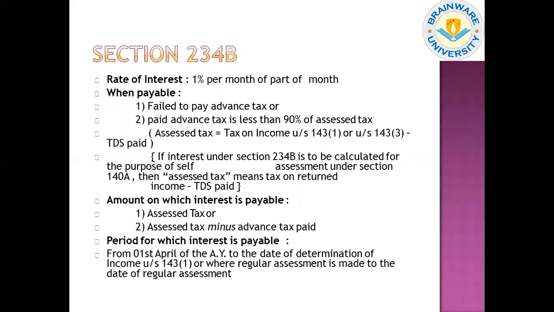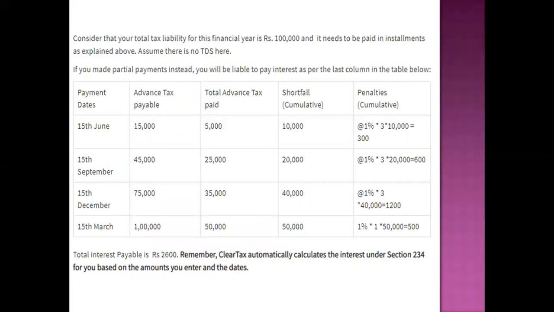Now, what will happen if he has not paid the advance tax? In that case, it will be under Section 234A. So if it is paid and that is less than the criteria, then 234B. If not paid, then it's 234A. Now let's take an example. Here we are assuming that our tax liability is 1 lakh, and it needs to be paid in installments, meaning the advance tax, as explained above. Assume there is no TDS here, so we have to deduct nothing from the liability.